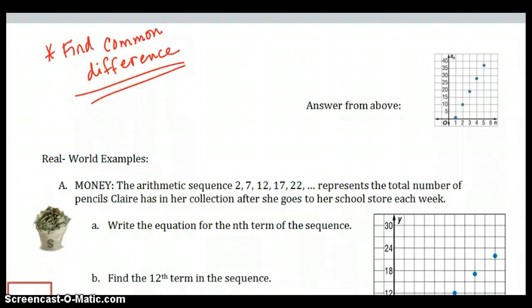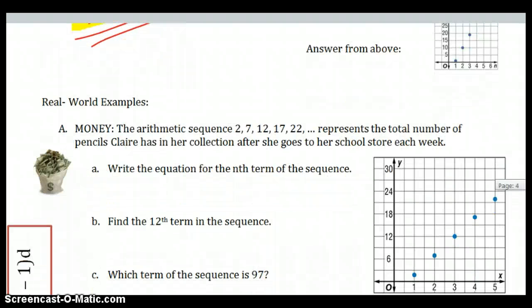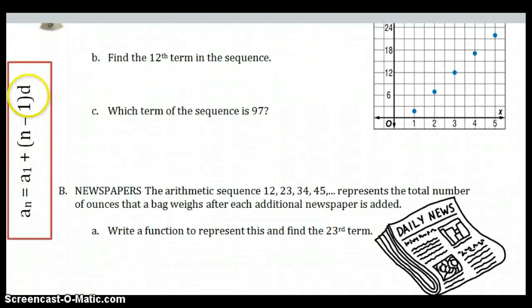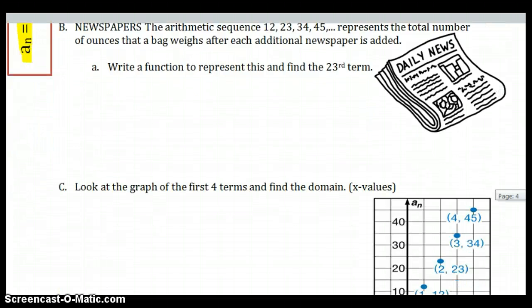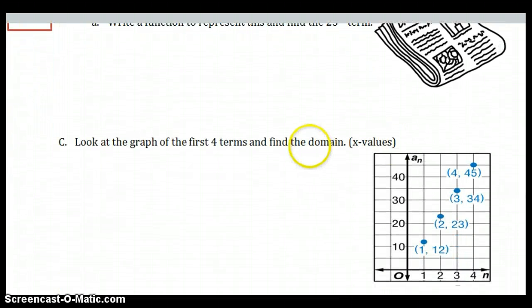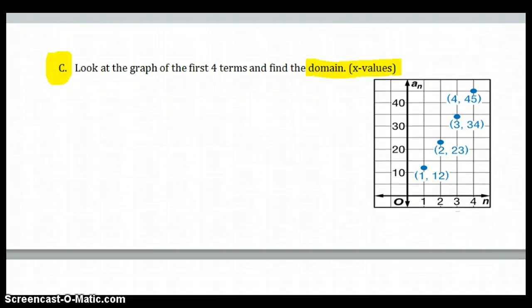As you turn over to the back and try those real-world example problems, remember for an arithmetic sequence, the first thing you need to do is find the common difference. If there's not a common difference, then it is not an arithmetic sequence. Here is the formula provided for you here. So you will need to use that formula to answer both A and B. And I just want to review here, I asked you for the domain. Here's your hint. Domain means what are the x values. So this is a review question that ought to be fairly easy for you.